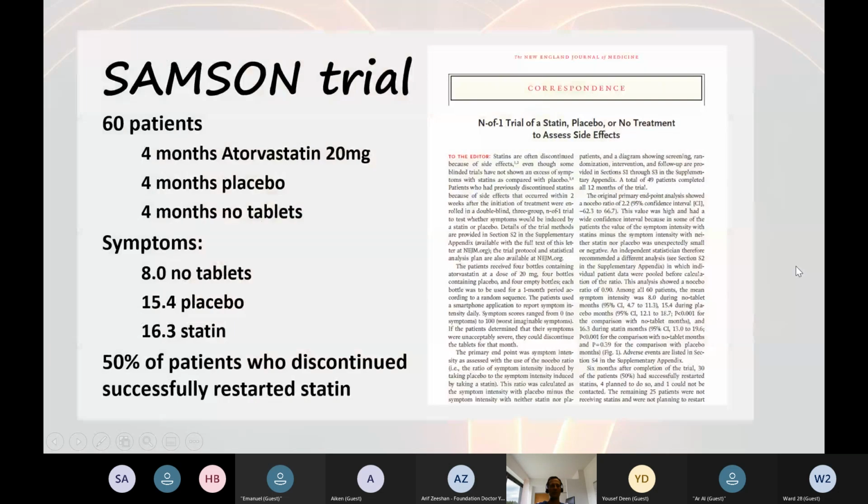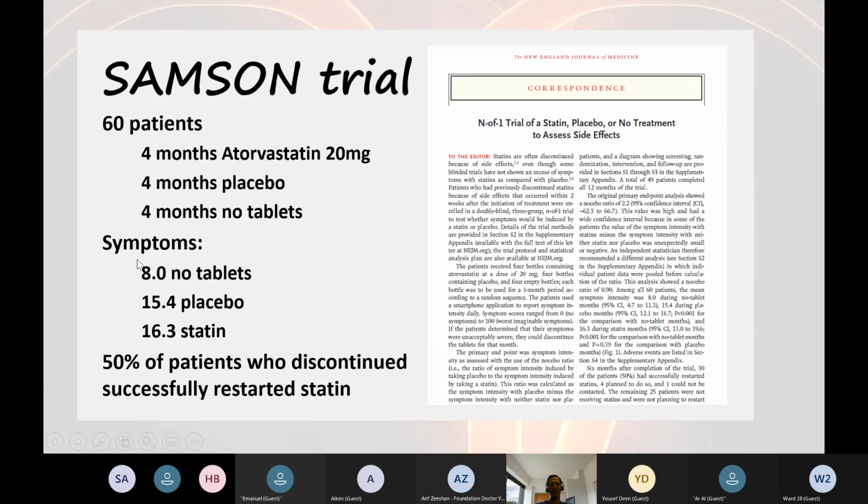A useful trial to have in the back of your mind when you talk to patients is the Samson trial. This falls into the category of trial I wish I'd been clever enough to do when I was doing my research, because this is just 60 patients and yet it's got into the New England Journal. And these 60 patients were given atorvastatin 20 milligrams for 4 months, a placebo for 4 months, and then they had no tablets for 4 months.